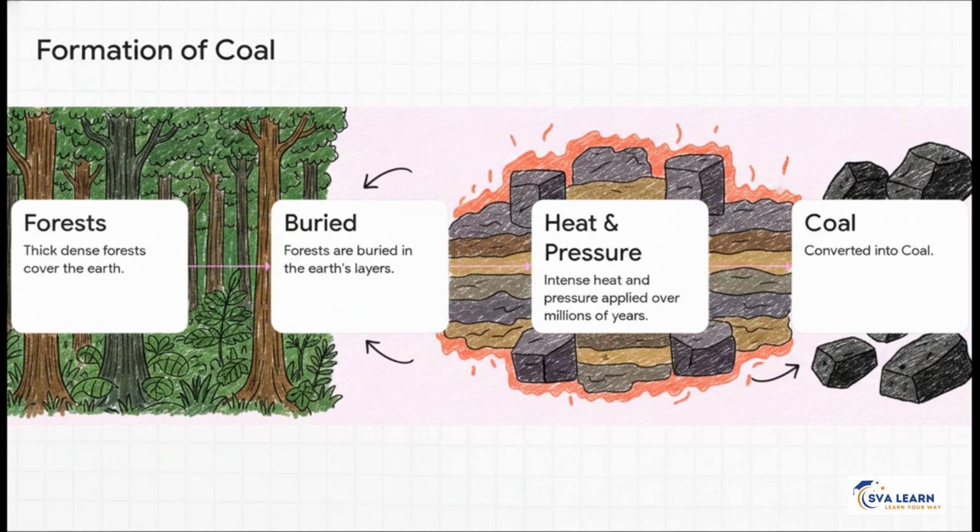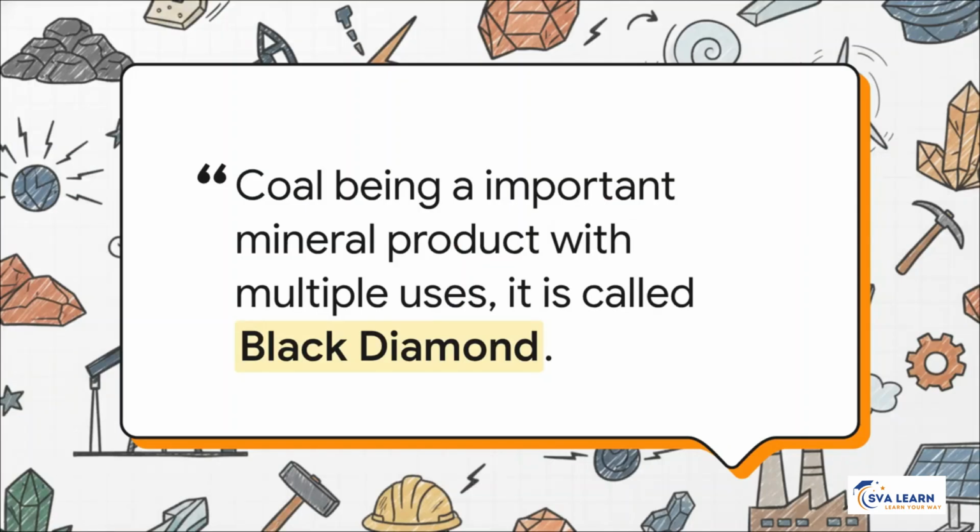Next, sketch heavy layers of dirt and earth slowly stacking on top, burying those forests deep, deep underground. Then apply intense heat and pressure over millions of years. The result? All that buried organic matter gets completely converted into coal. Because of how incredibly useful it is, and we're talking not just for energy, but for explosives, artificial rubber, plastics, and fertilizers, coal gets a very famous, very cool nickname.